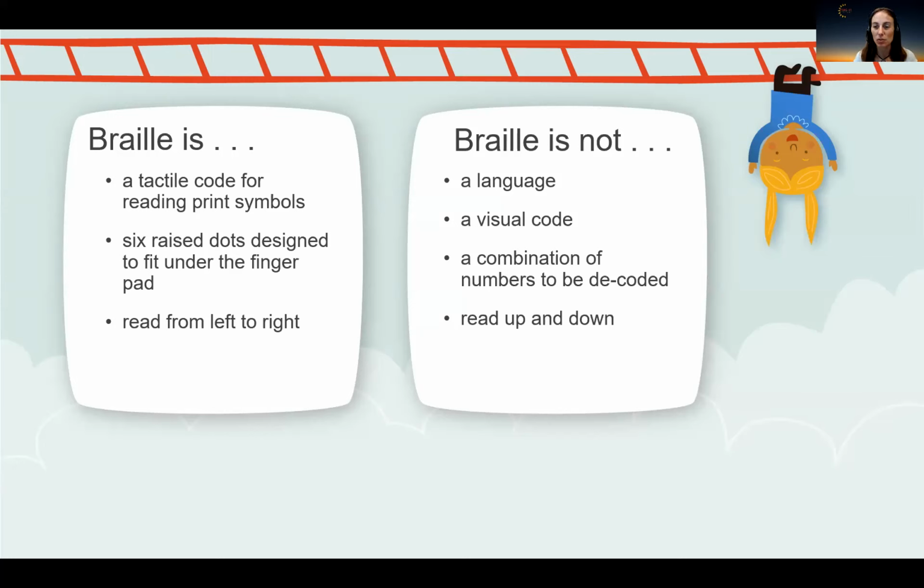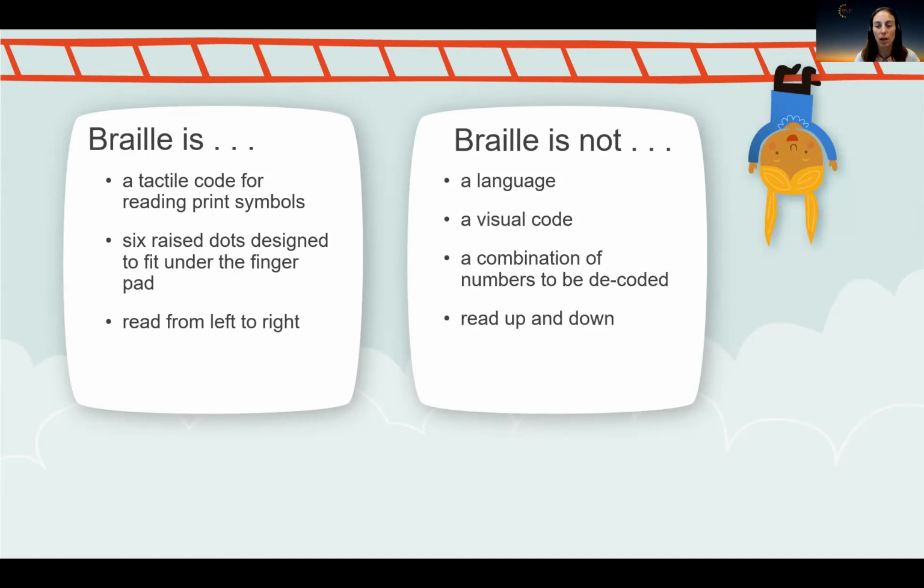It's composed of 6 raised dots that are designed to fit under the pads of the finger. You notice our opening code was finger pads. So we're not reading with the tips of our fingers. Those who are tactile readers are actually reading with the pads of the fingers. And that's why the 6 dots were arranged and chosen, and the size, orientation, so that they can be perceived at the same time.